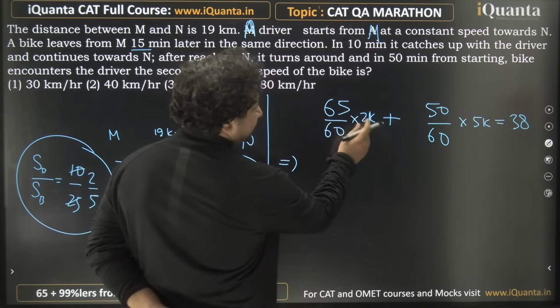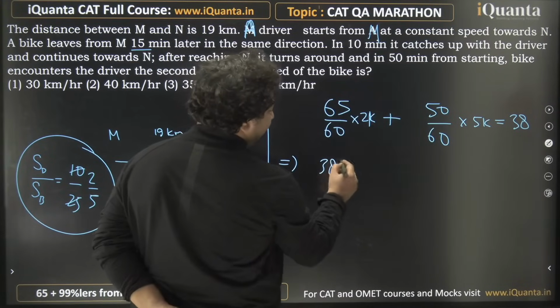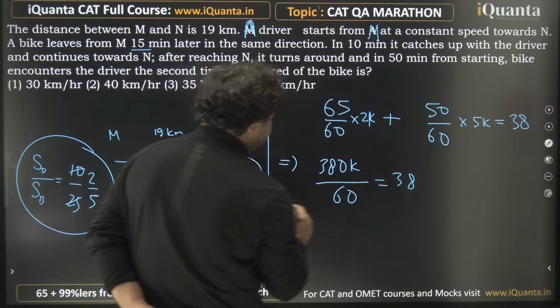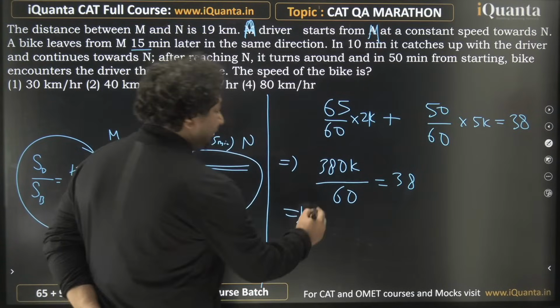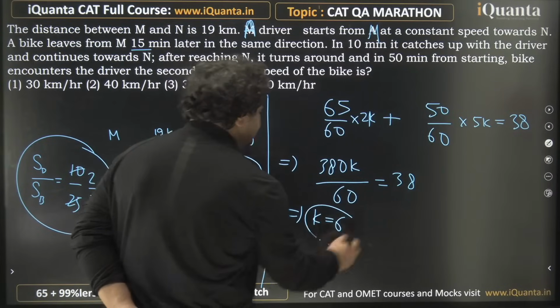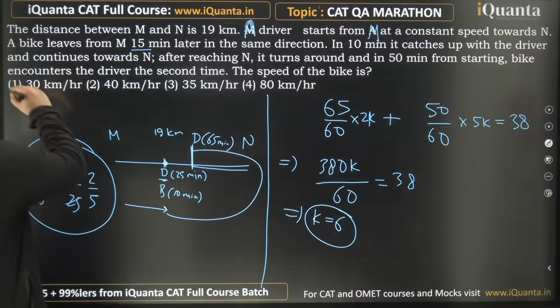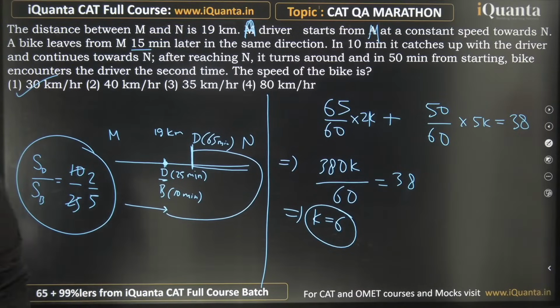Solve it, you get 130 plus 250 is 380k upon 60 will be equal to 38. It gets cancelled, so the value of k becomes 6. The speed of the driver is 5 times k, that is 5 into 6, or we can say 30 kilometers per hour. Clear, everyone? Clear?